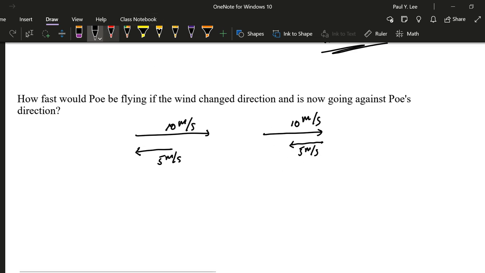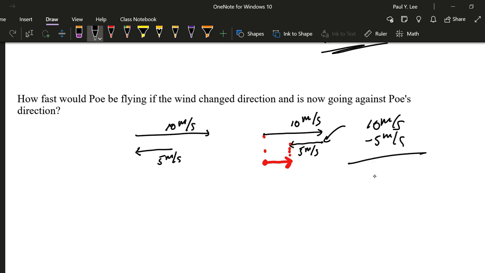Finally, you're going to draw a final vector from where you began, right around here, all the way to where you ended. So I ended here, and you can see the length of my arrow looks like so. In the math method, we do 10 meters per second, and remember, your direction matters. Because this arrow was going to the left, we're going to say minus 5 meters per second. Therefore, our answer is that Poe is flying at 5 meters per second.